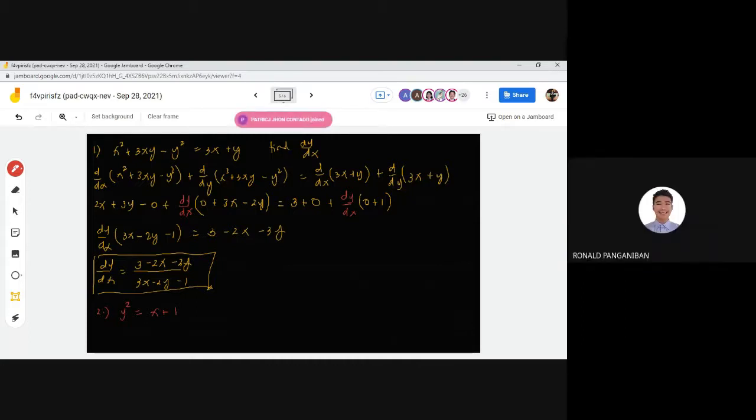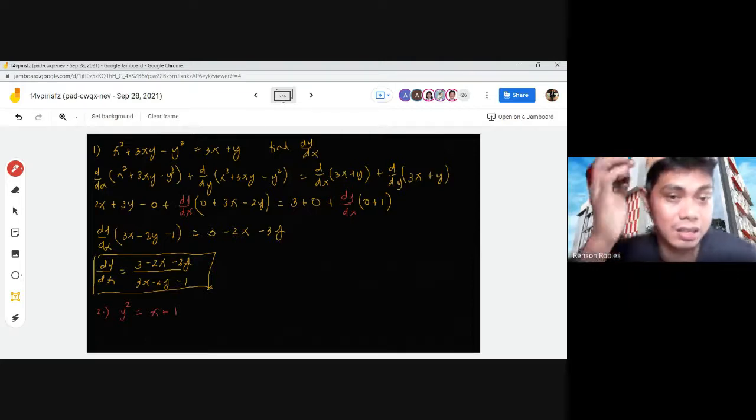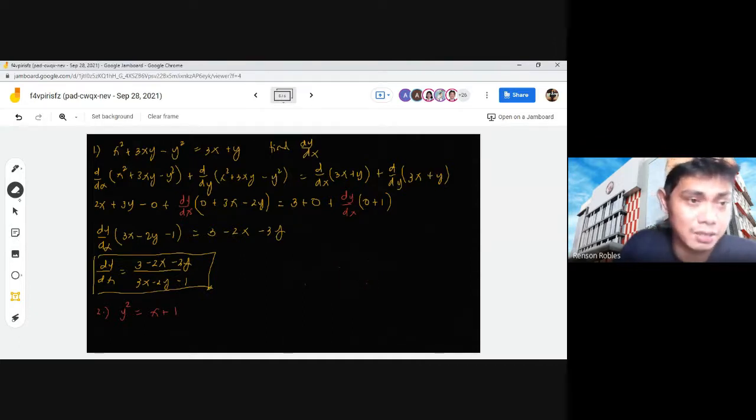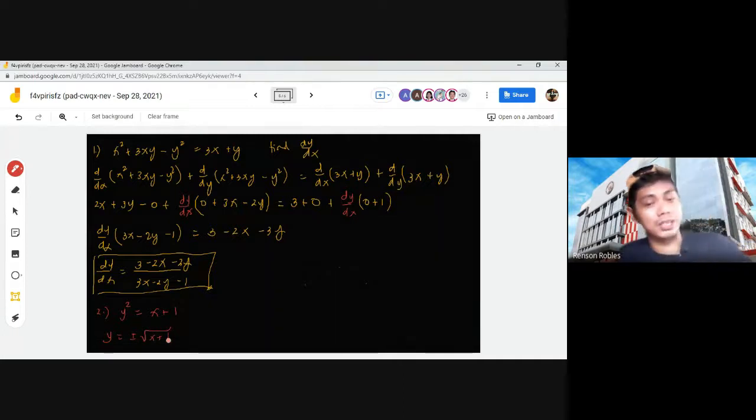Implicit pa rin X po. X. That is still implicit. No, implicit pa rin yan. Why? Because of that y squared. So y is not totally isolated. Ang explicit form niyan ay ganito. Y equals plus or minus the square root of x plus 1. Yan ang kanyang explicit form.